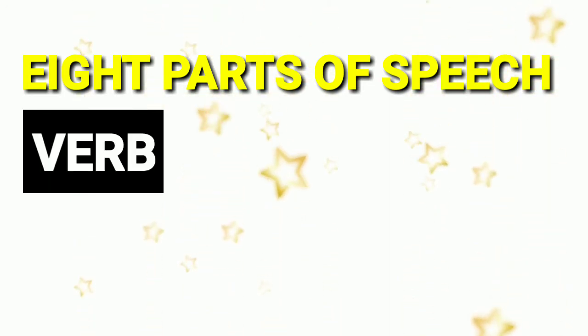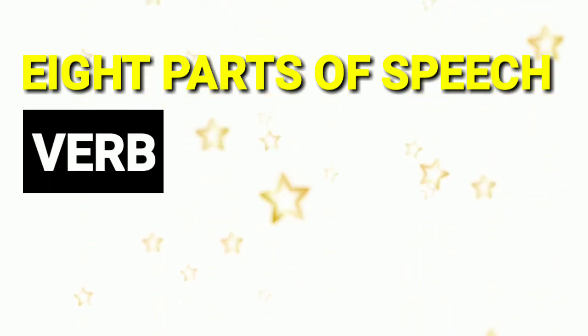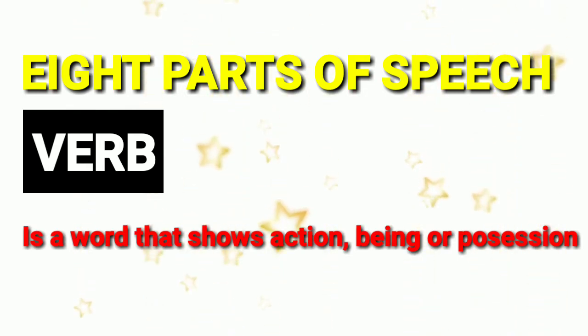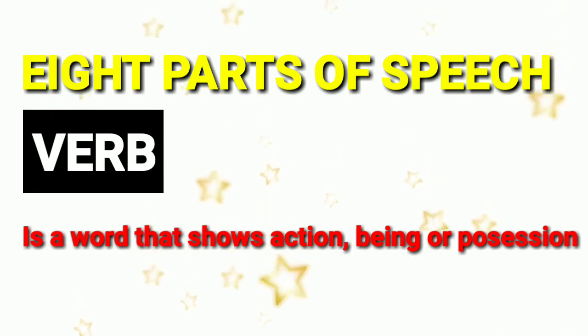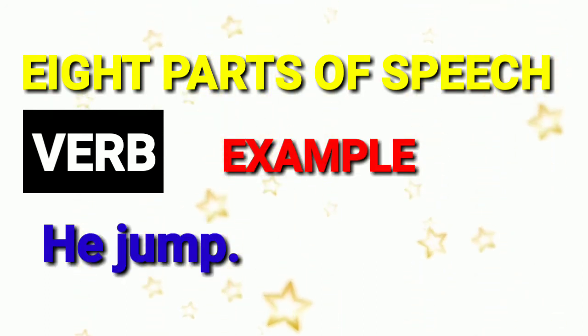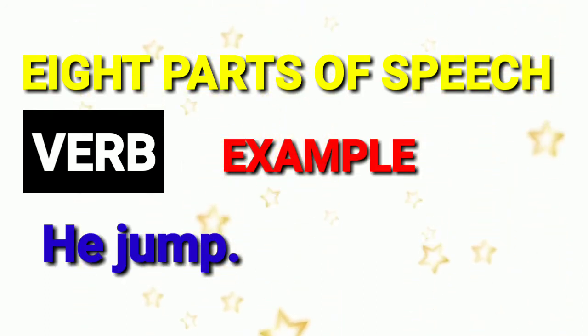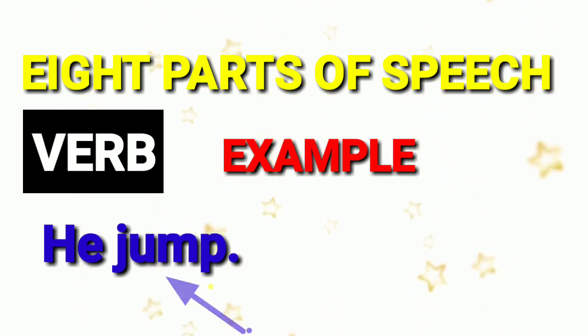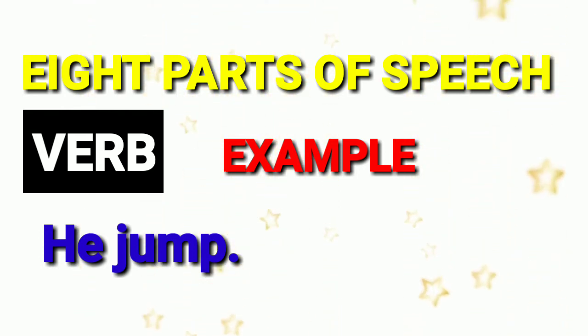Let us move to the third one. Verb. Verb is a word that shows action, being, or possession. Let us take this example. He jumped. Jump is a verb because it is a word that states an action.